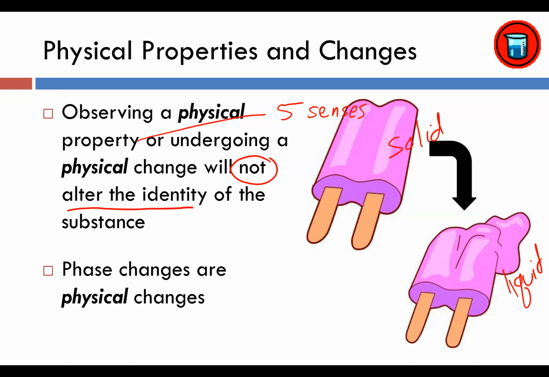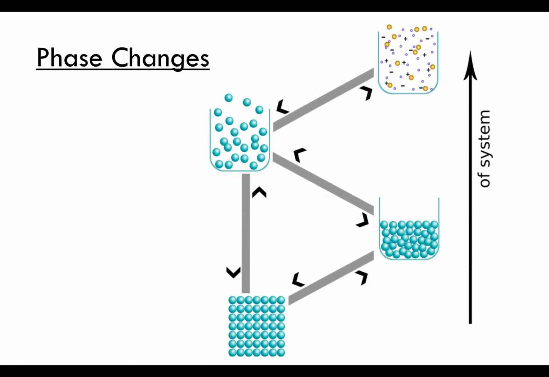Let's review phase changes just to make sure we're all on the same page. You should have this in your notes. These are examples of particle diagrams. With a particle diagram, if you just imagine that you were shrunk down really, really small, so small that you could see the individual atoms that make up a substance, and then you drew what you saw, that is a particle diagram. And usually we'll represent either atoms or molecules just with these little circles.